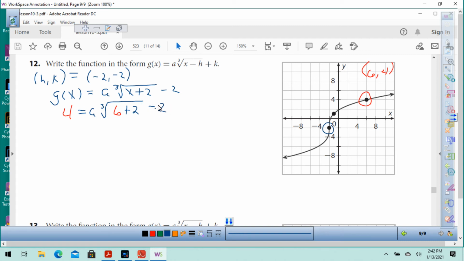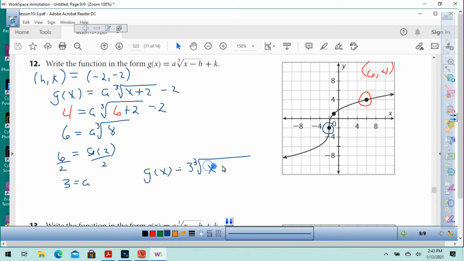And then minus 2. So add 2 to both sides, and I get 6 equals a times the cube root of 6 plus 2 is 8. So 6 equals a times 2, cube root of 8 is 2. Divide both sides by 2, and I get 3 equals a. So my equation is g of x equals 3 times the cube root of x plus 2, minus 2. Not too shabby. Let's try another one.